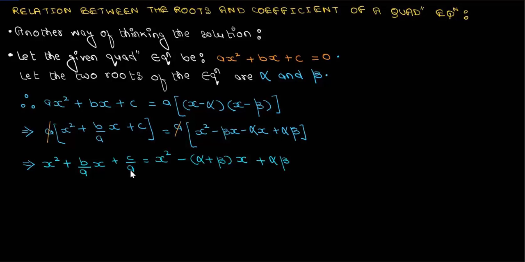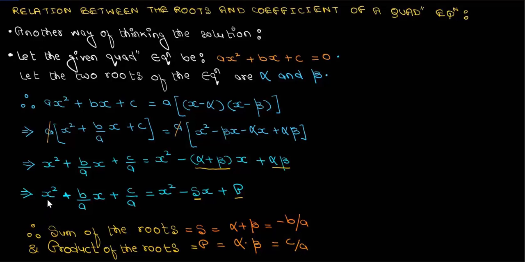This c by a equal to x square minus, if you take minus x as common, you are left with alpha plus beta. So minus alpha plus beta x plus alpha beta. So it implies that x square plus b by a x plus c by a equal to x square minus alpha plus beta x plus alpha beta. Here alpha plus beta is the sum of the roots.